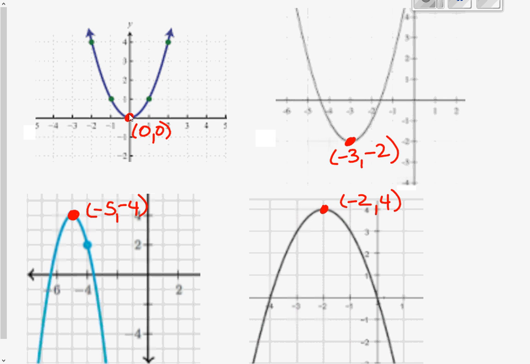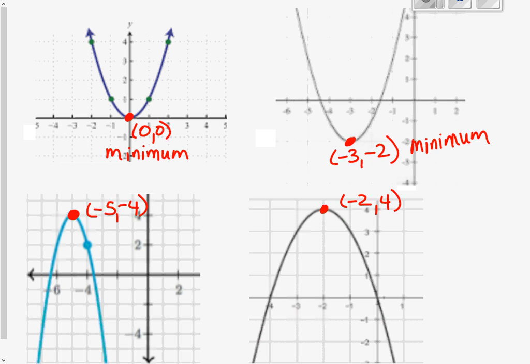The nice thing about knowing our vertex is it allows us to see what either the maximum or the minimum point is. If your parabola opens up, then you have a minimum point because it is your lowest y value for your quadratic. Same with over here, we have a parabola that opens up, so we have a minimum, and that's our minimum y value. So that would actually be at -2.